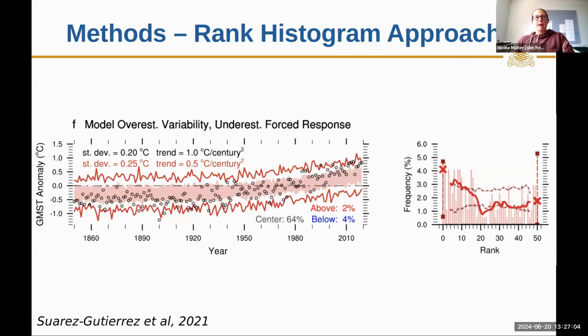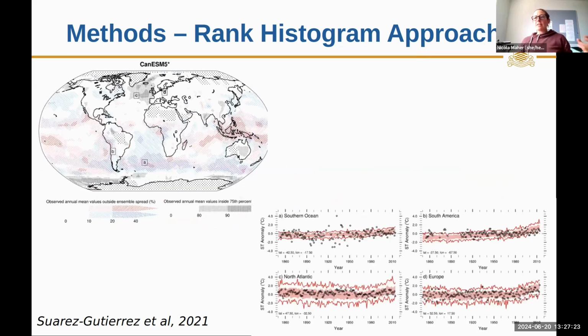And you can see in some of my other examples here that you get some weird shaped histograms when the model both overestimates the variability and, say, underestimates the forced response. So that's something that gets a little bit more complicated than the initial examples I just showed you. Okay. So when we use this method, we get something that looks like the plot shown here.